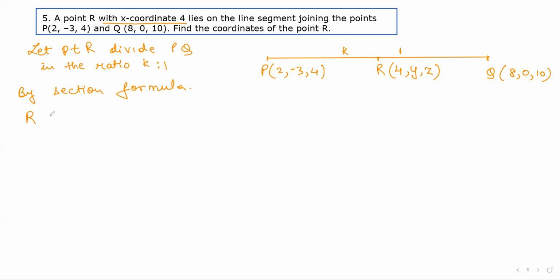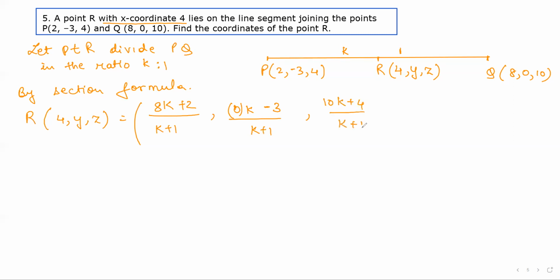Coordinates of point R can be given as (k into 8, 8k, plus 1 into 2, 2, divided by k plus 1). Similarly, k into 0, so 0k, minus 3 into 1, 3, divided by k plus 1, and 10k plus 4, divided by k plus 1.